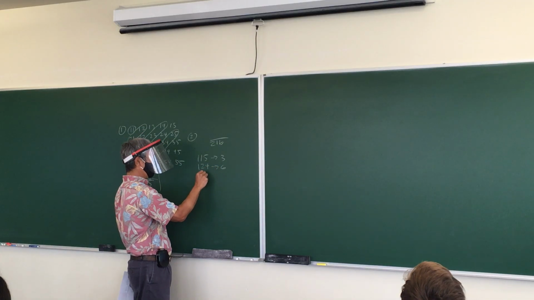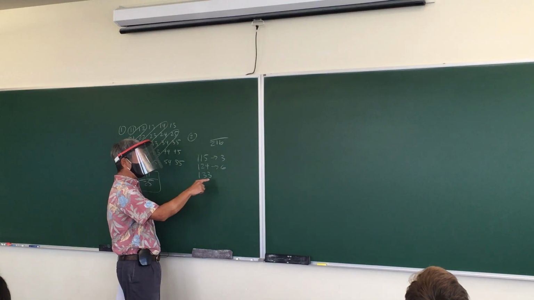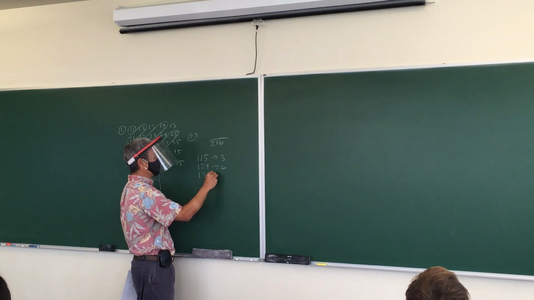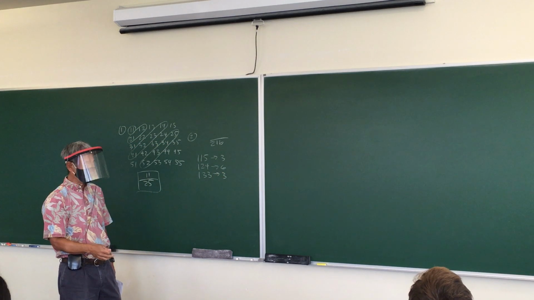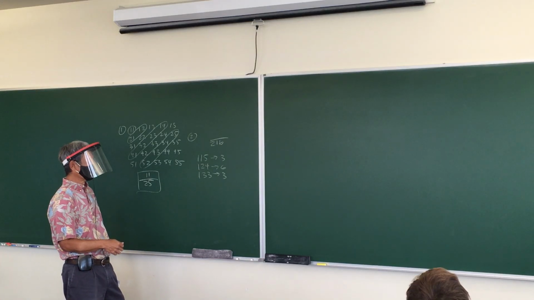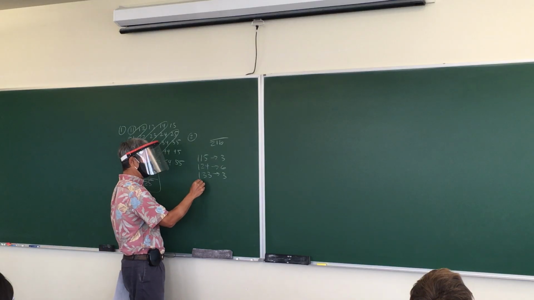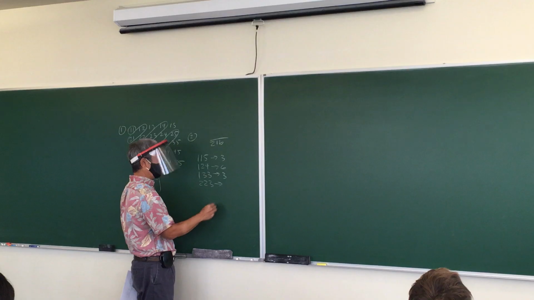What about 1, 3, 3? Yep, that adds up to 7. How many different orders? 3, right? How many 3-letter words can you make? 3 factorial over 2 factorial. Is there any other combination that gives you 7? What? 2, 2, 3. How many different orders? 3.